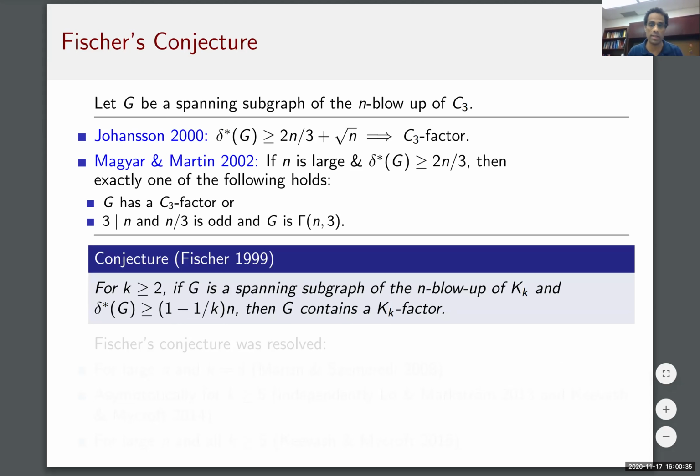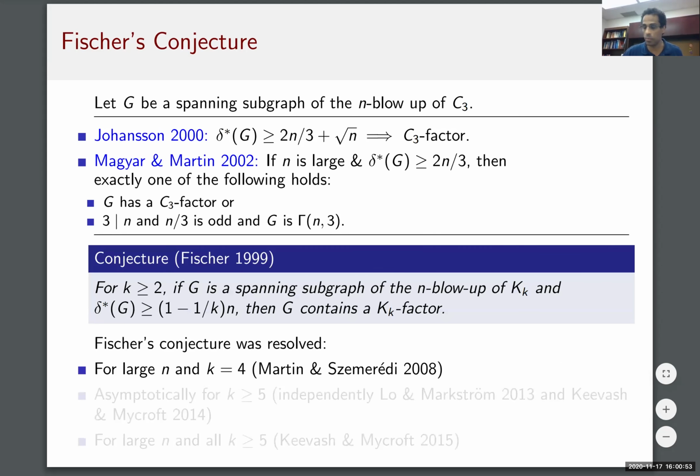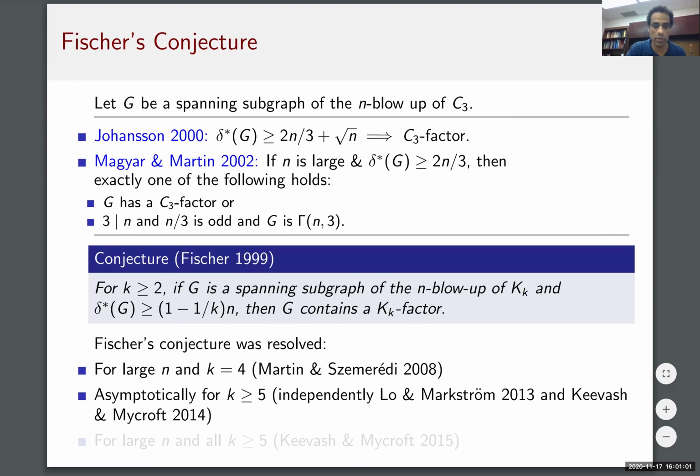What's normally known as Fischer's conjecture is a generalization of this result, where we think of the C3 as being a complete graph on 3 vertices. So now we're looking at complete graph factors. This can also be seen as a generalization of the Hajnal-Szemerédi theorem. This had quite a bit of interest, and it was proved for k equals 4 by Martin and Szemerédi back in 2008, and then asymptotically for k greater than or equal to 5, that was proved by Lo and Markström and Keevash and Mycroft simultaneously and independently. The publishing dates were different, but those were really done at the same time.